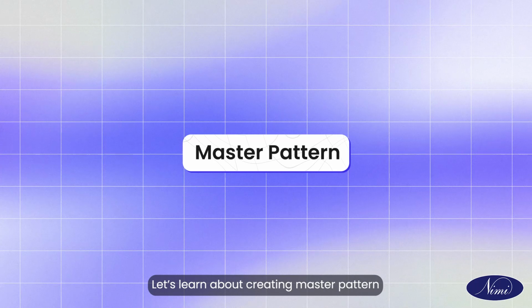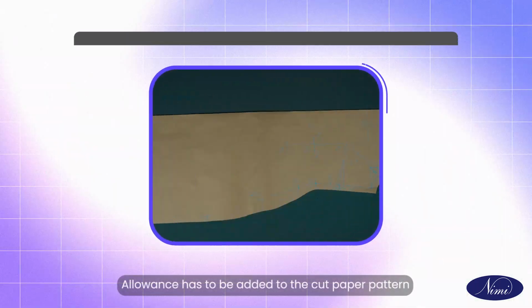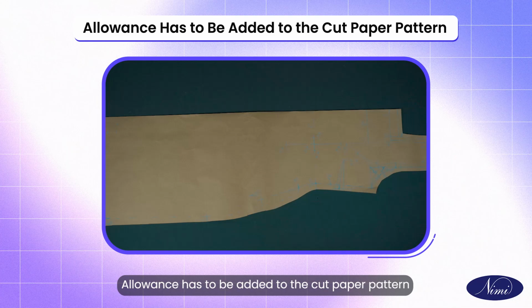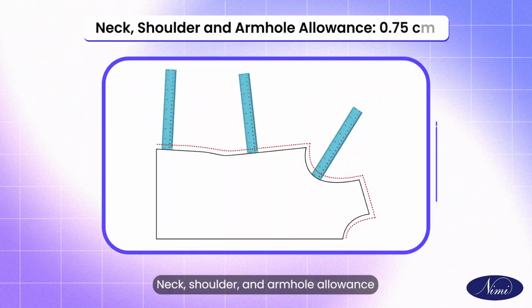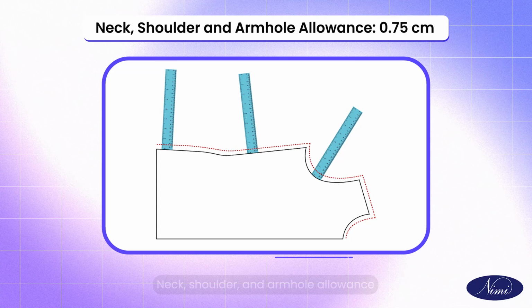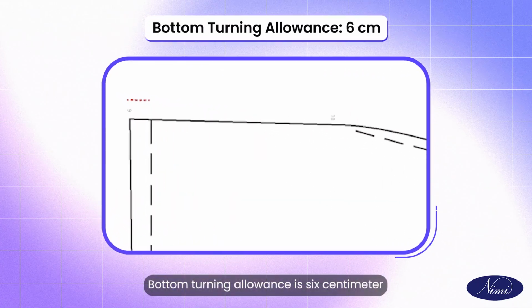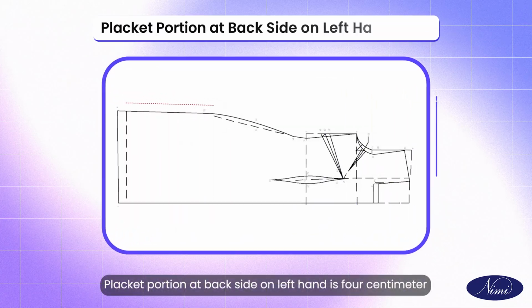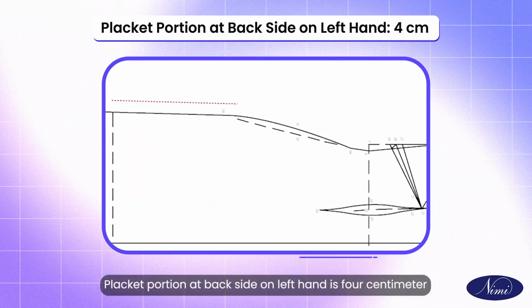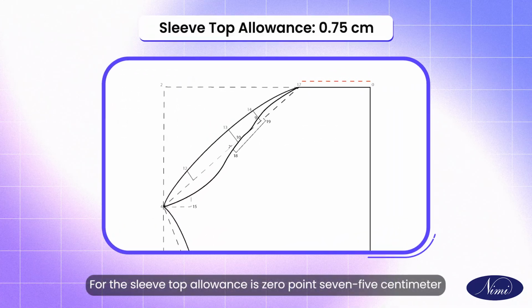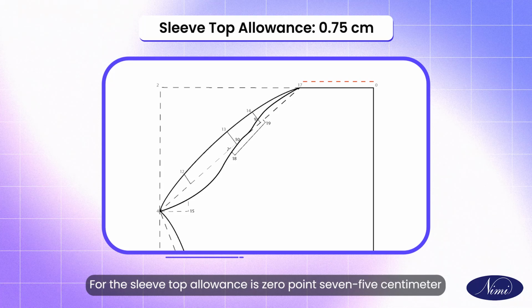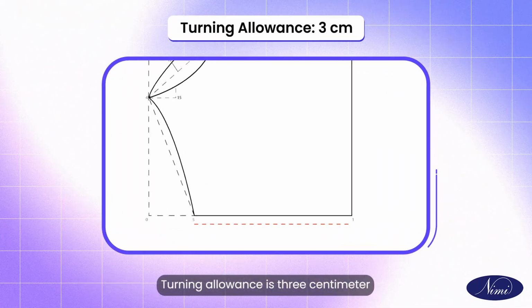Let's learn about creating master pattern. Allowance has to be added to the cut paper pattern for seam allowance, turnings, hems, etc. Neck, shoulder and armhole allowance is 0.75 cm. Bottom turning allowance is 6 cm. Placket portion at backside on left hand is 4 cm. For the sleeve top, allowance is 0.75 cm. Turning allowance is 3 cm.